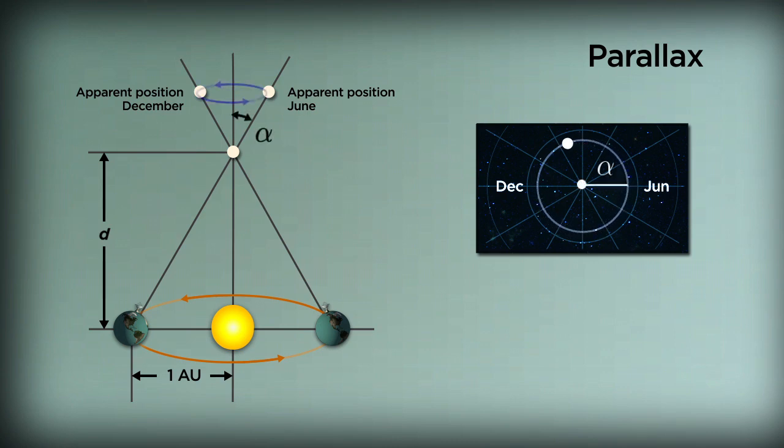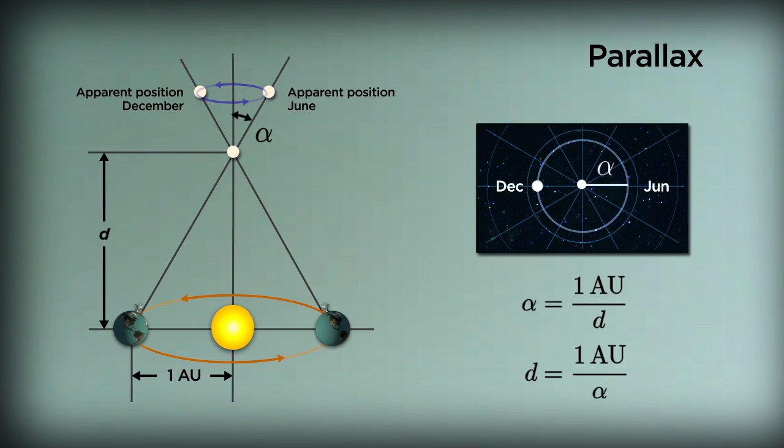Using the small angle approximation as usual, alpha is equal to 1 AU divided by d, or d equals 1 AU over alpha. And since we already know the value of the AU very precisely from radar ranging, whenever we can measure alpha, we can calculate d.